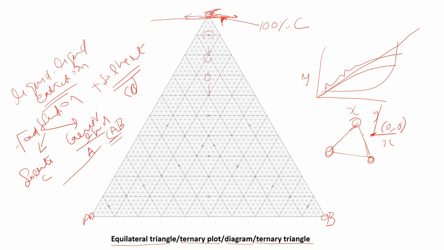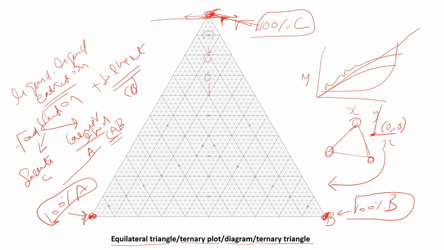So likewise, the rule for an equilateral triangle is this corner here. So this is 100% B, and this corner in the left-hand side, that's 100% A, and the other corner of your triangle, the top of your triangle, that's 100% C. So I hope you all can follow this one. So now let's talk about this particular point.